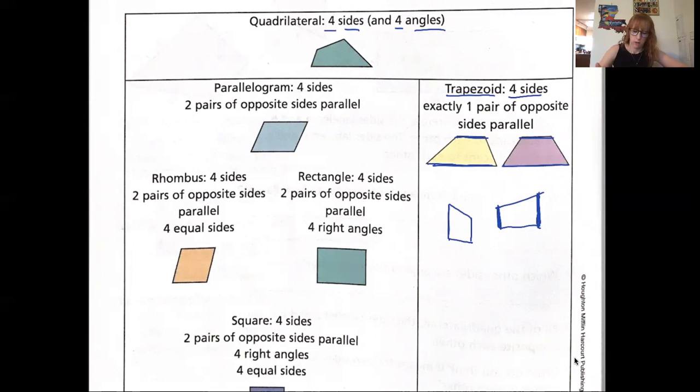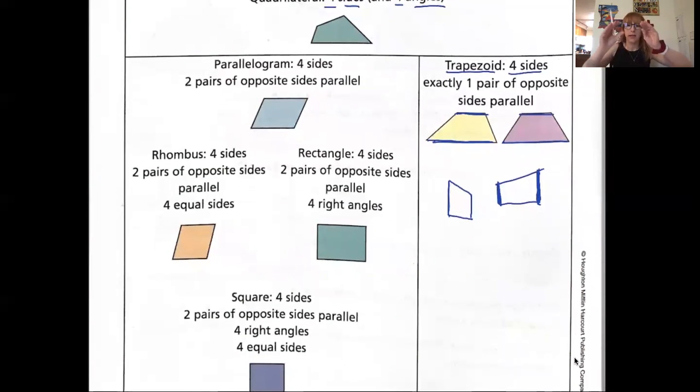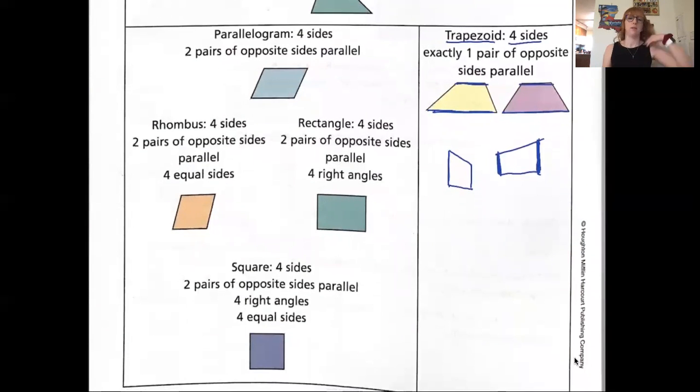Now, for parallelograms, there's lots of things that fit under parallelograms, so you'll need to pay close attention to the different clues given by either the shape or the words that describe the shape. So for a parallelogram, there's four sides and two pairs of opposite sides that are parallel. For example, we have this one, and this one and this one. That's how we get our two pairs.